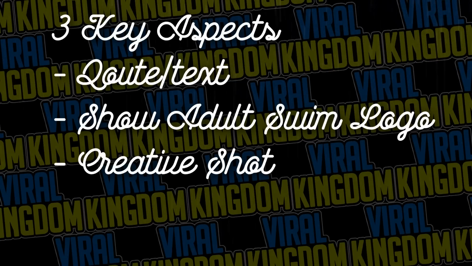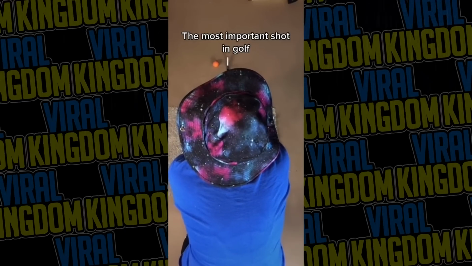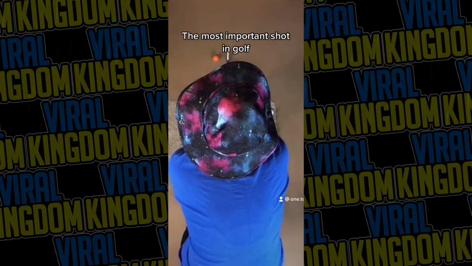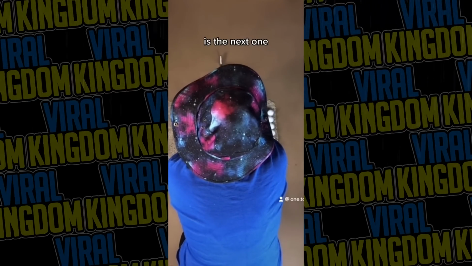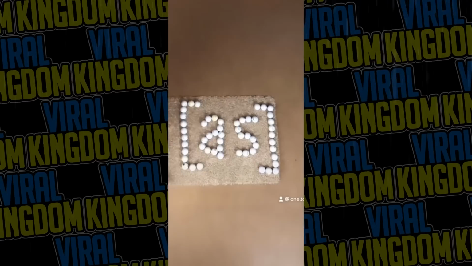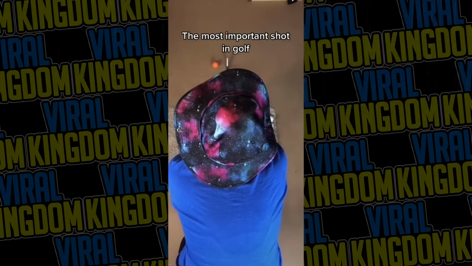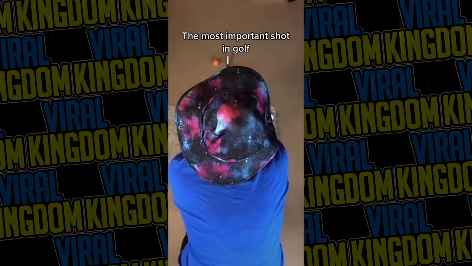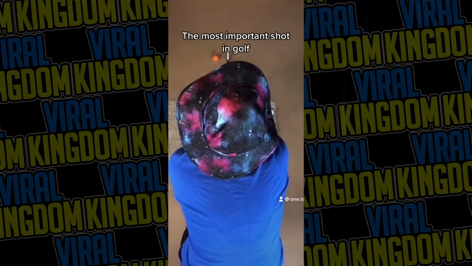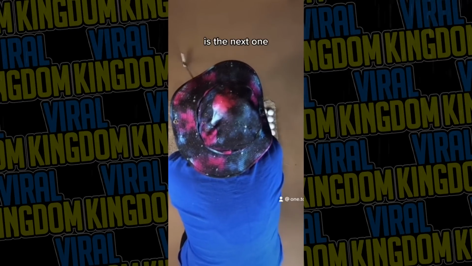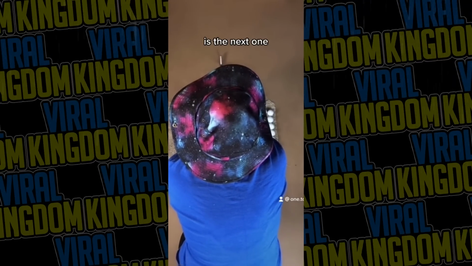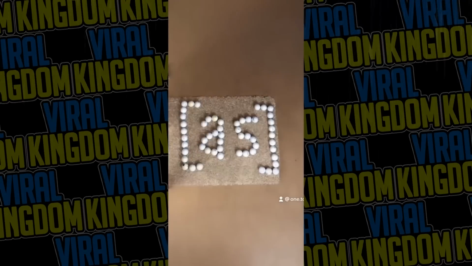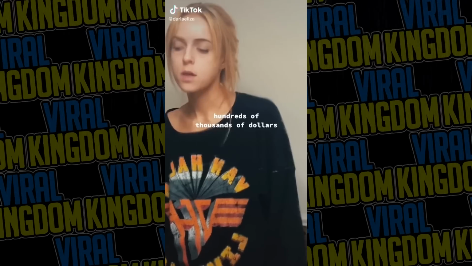I'll throw up this example right here, which I thought was a fantastic take on the trend. So they start off the trend with nothing really in the picture other than some person, and they're clearly golfing, and then they also have the text at the top that says the most important shot in golf is the next one. Now, as soon as the text goes away, then it shows how it creatively uses the Adult Swim logo, and it's using golf balls to go along with the video's theme. This is a perfect example, so just get creative with it.